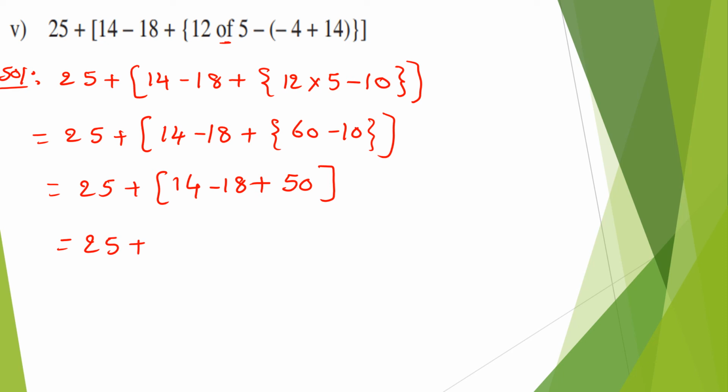Okay, now calculate inside the big brackets here. 25 plus of, that is 50 plus 14. So that is 64. 64 minus 18. First add and then we should subtract. Okay, 25 plus, so 64 minus 18, that is 46. Okay, and remove the brackets. And 25 plus 46, how much is it? That is 71. 71, that is the answer, children. Like that we should calculate with the BODMAS rule. Okay.